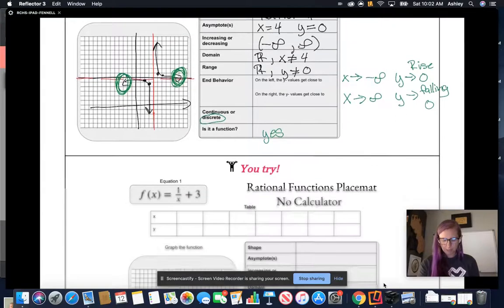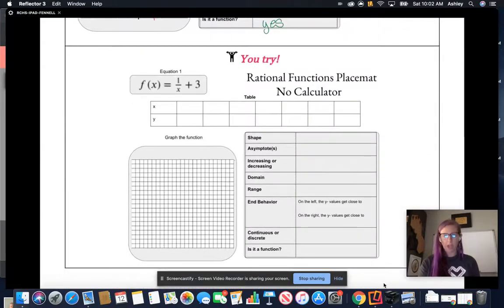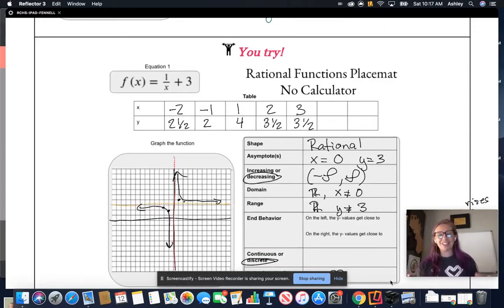All right, your turn. Give this one a shot. Create your table, create your graph, and then check it and make sure you know what you're doing. This video is getting really long, so I filled it out for you, but I am going to walk you through it. Always pick values to the left of the vertical asymptote and to the right of the vertical asymptote.